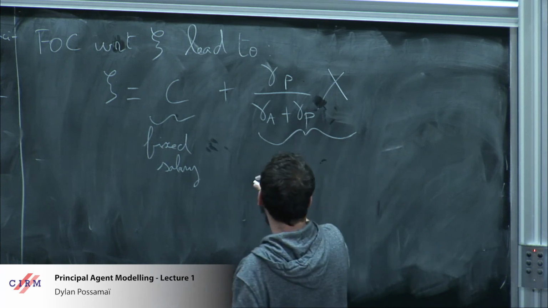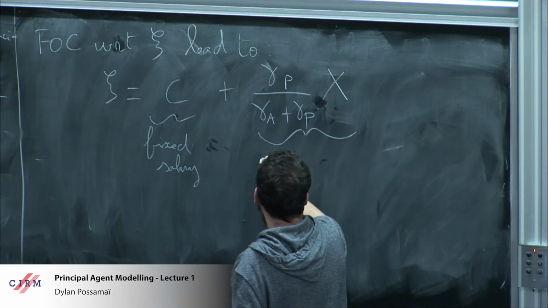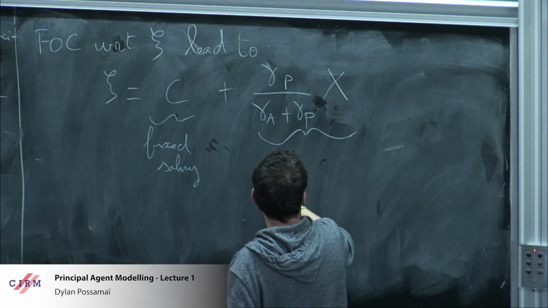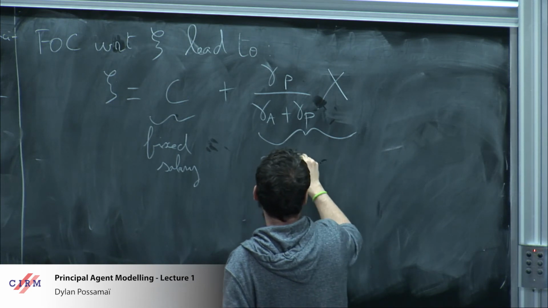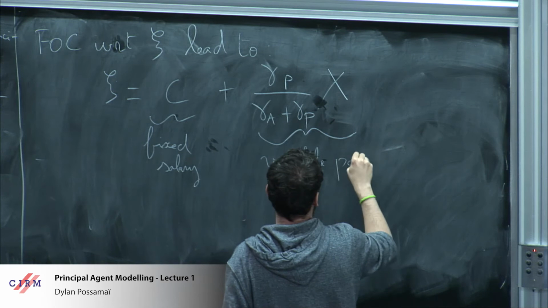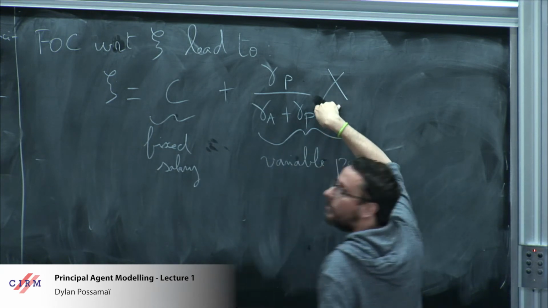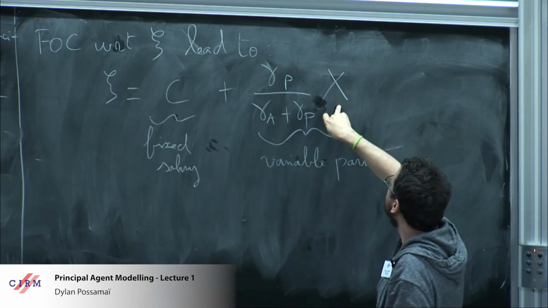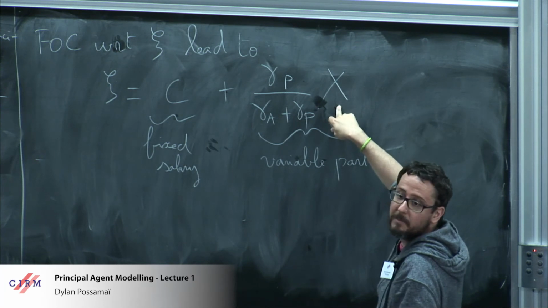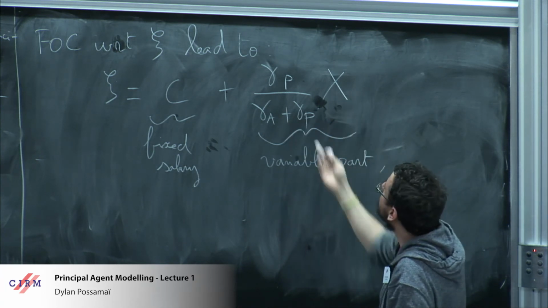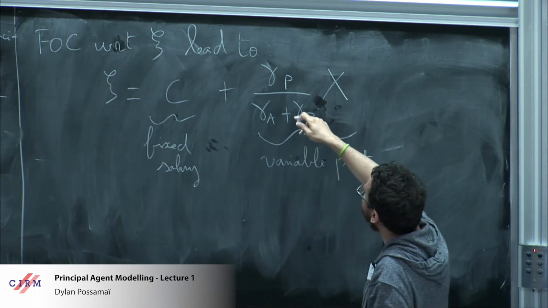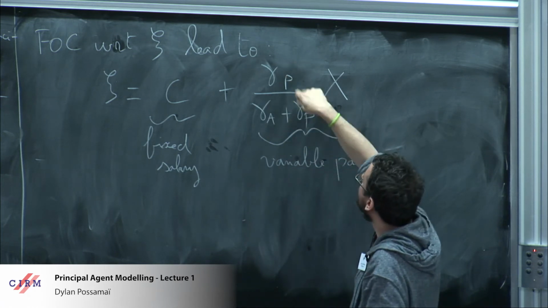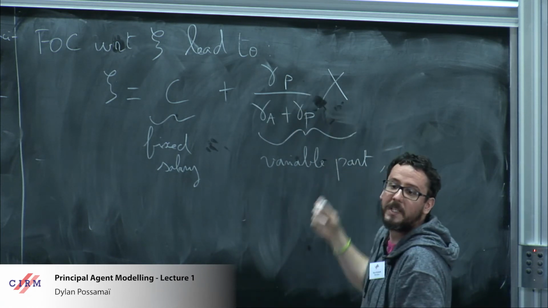So this is like a variable part in your salary, which is indexed on performance, because basically if you're thinking of X as being the benefits of the project, what the contract is saying is that the agent is getting a share, given by this ratio here, of the benefits.